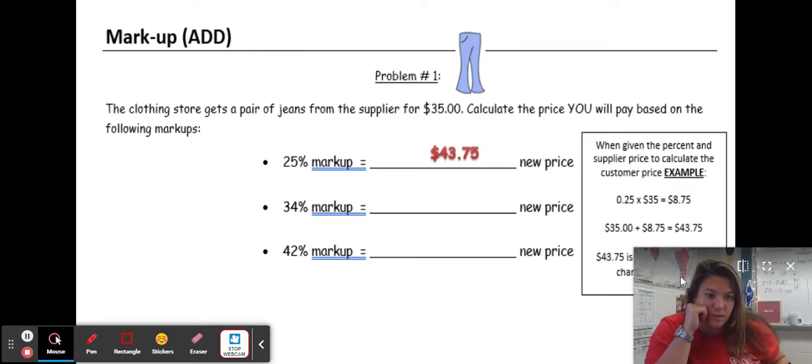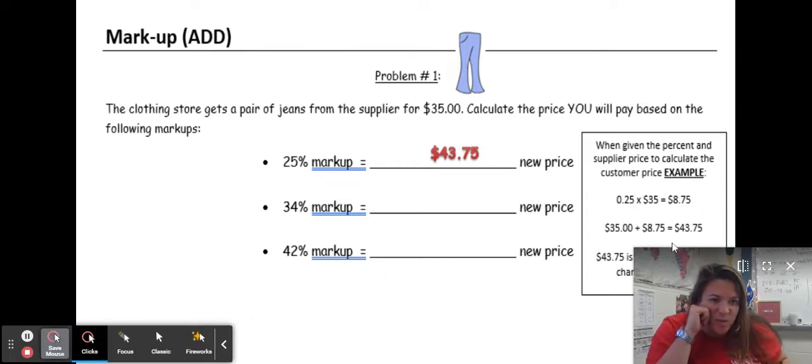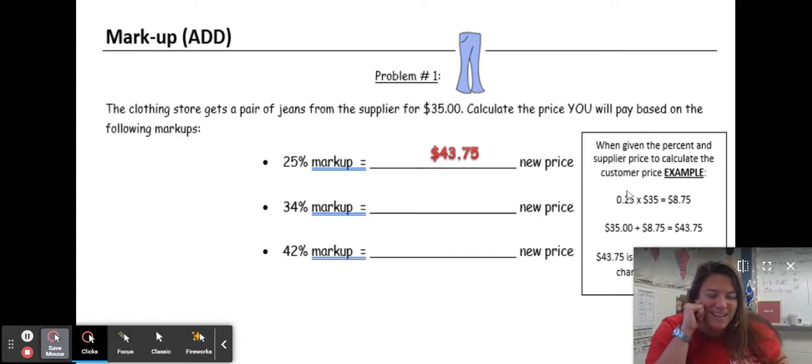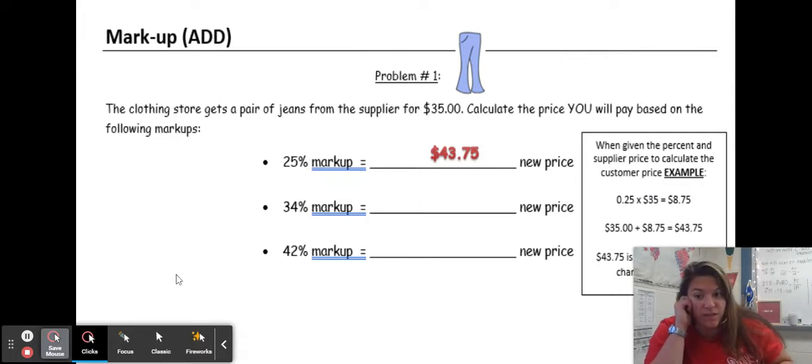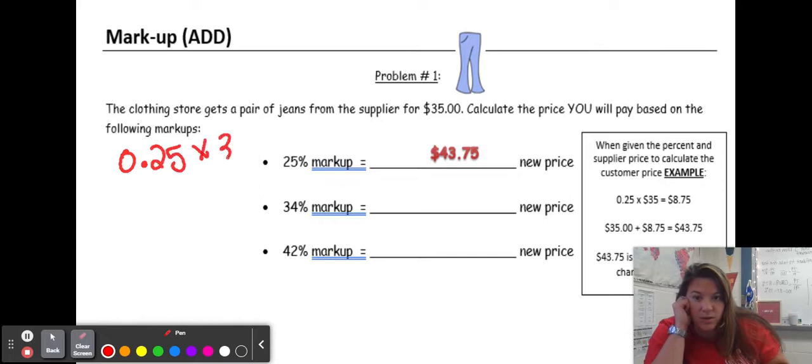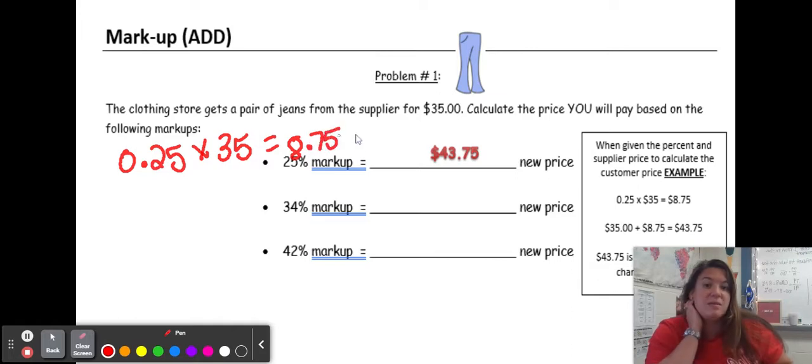And basically, we are multiplying the $35 times the 25%. We're trying to find what 25% of 35 is. Okay, so I'm going to do 25% as a decimal times the $35, and that's going to give me $8.75. That's the markup, and then I'm going to add it to the $35 to get the new price.